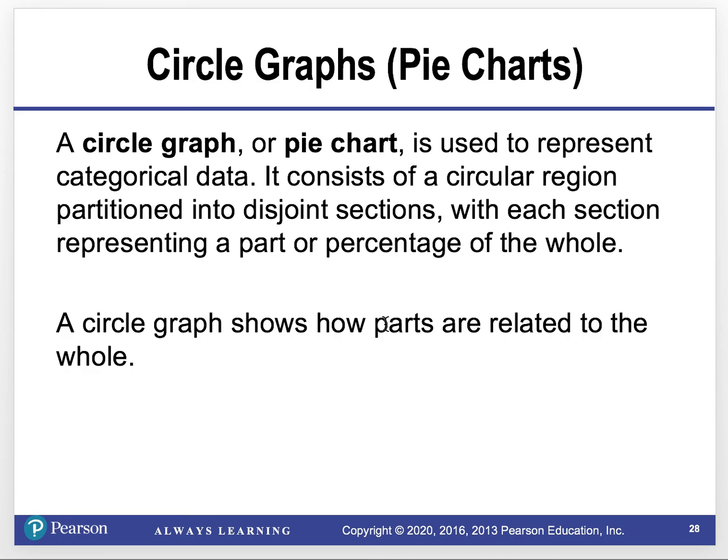A circle graph. So a circle graph, also called a pie chart, is used to represent categorical data. Again, right, categorical data. It consists of a circle that's partitioned into sections, and each section represents a part or percent of the whole. So a circle graph, this is what's important about a circle graph, shows how parts are related to the whole.